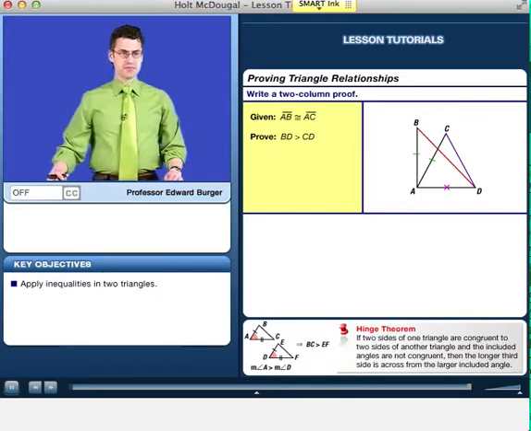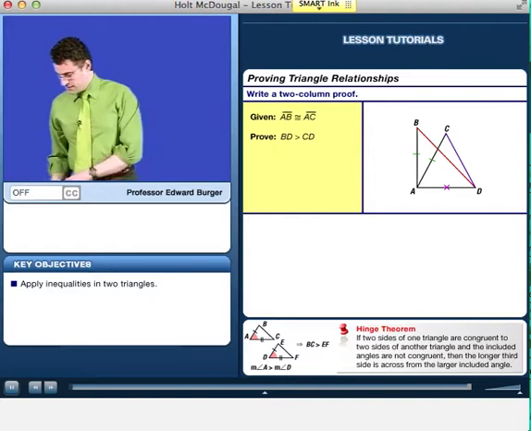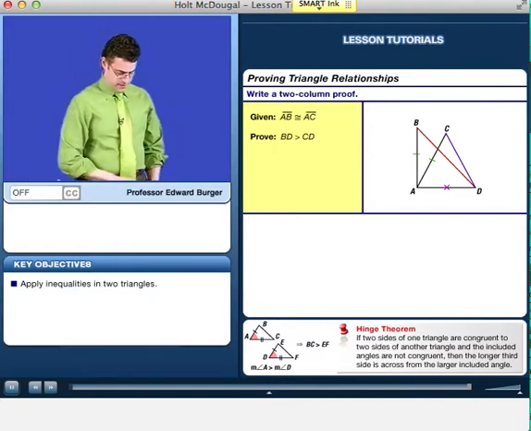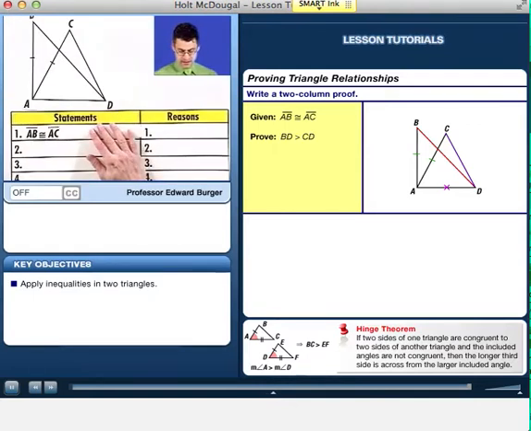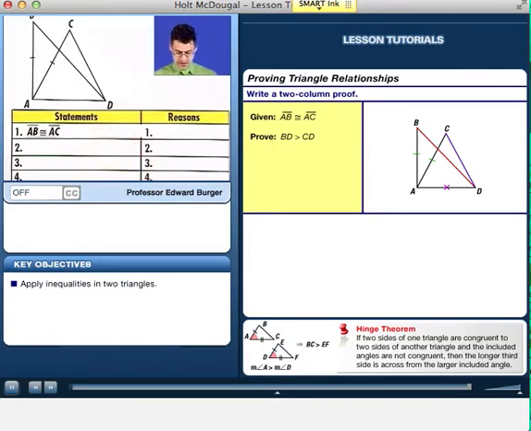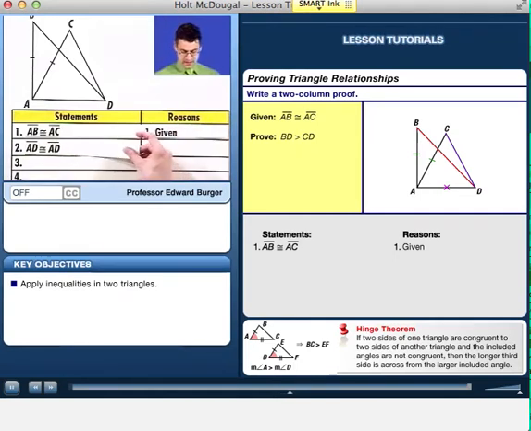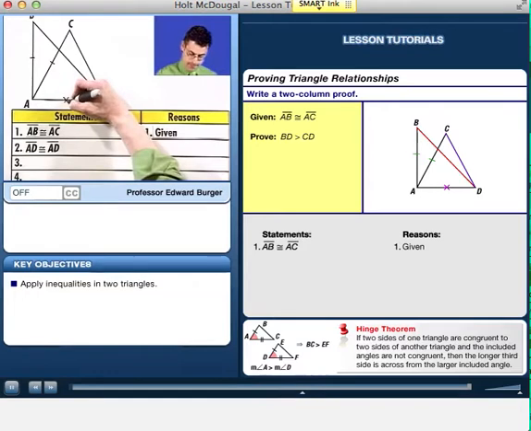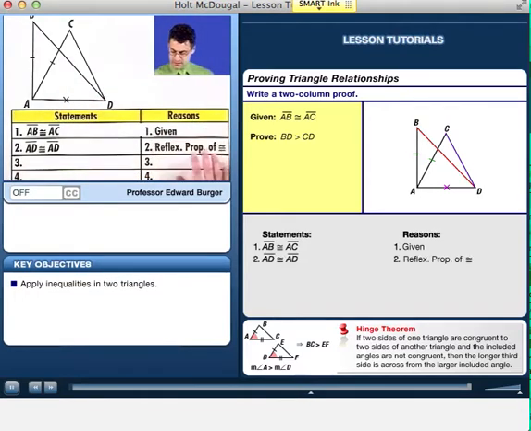So, we've got some statements, we've got some reasons, and we want to see how all this plays out. The first statement is just the given, which is that AB is congruent to AC, and that is just the given. So that's no problem at all. Up next is this standard reflexive property that AD is congruent to itself. And so what I see here is the reflexive property of congruence working for us here.